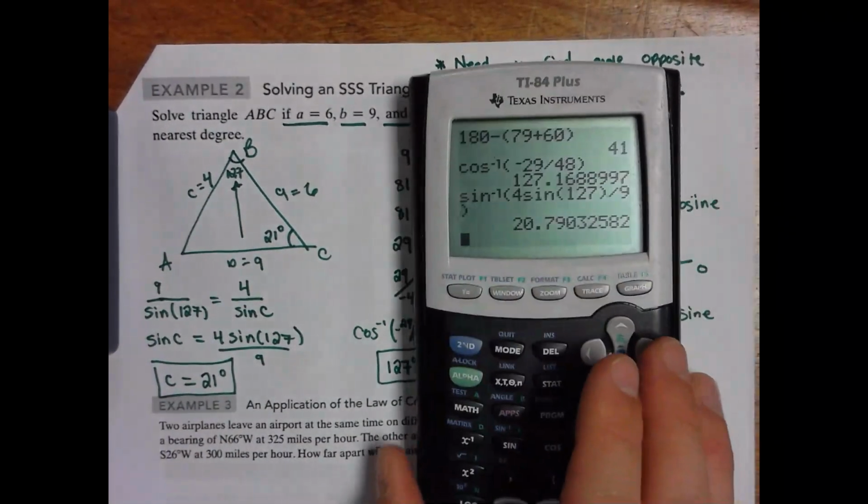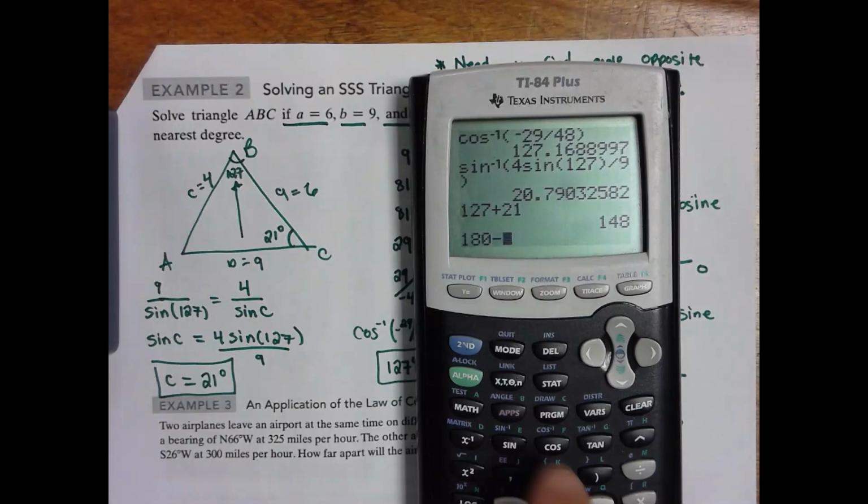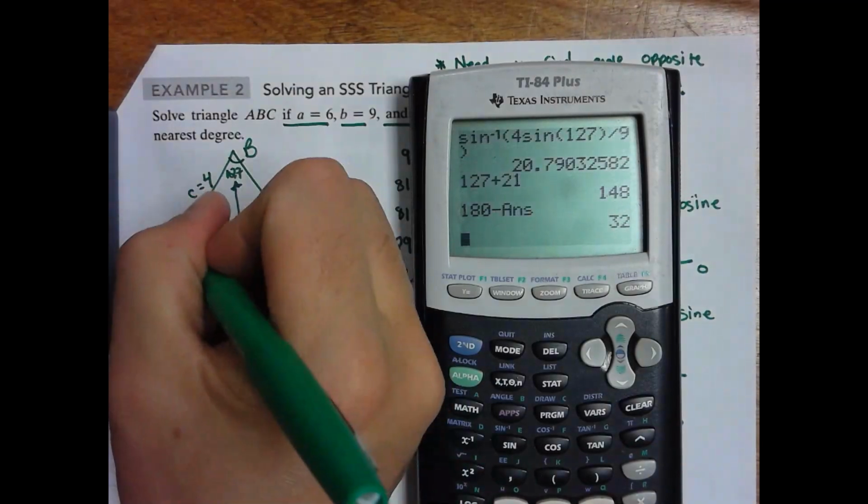And then finding the last angle, we just got to use the fact that they all add up to 180. So 127 plus 21, 148. 180 minus that is 32 degrees.